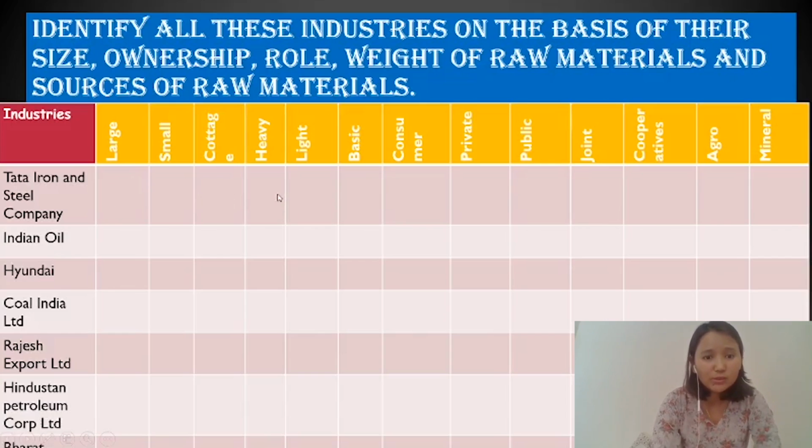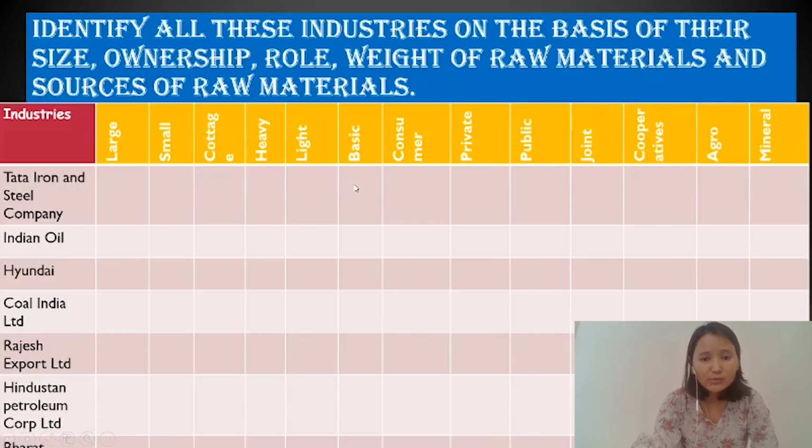Now we will come to the weight of the raw material. Iron and steel industry comes under which: heavy or light industry? It is a heavy industry because they use heavy raw material, right?